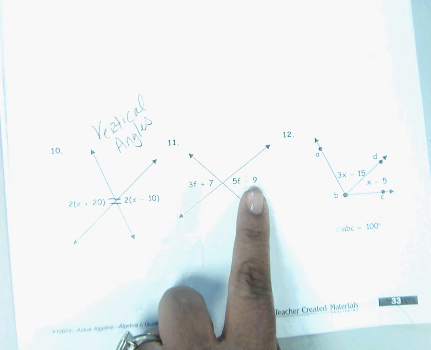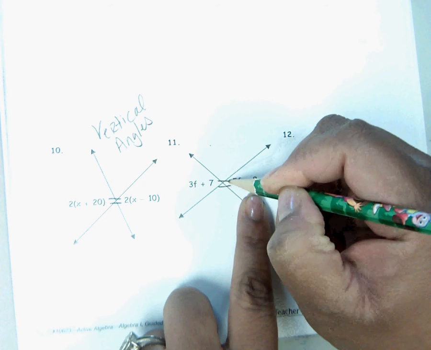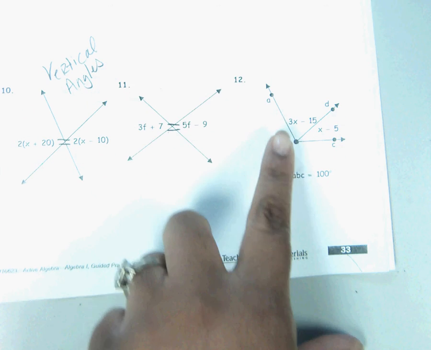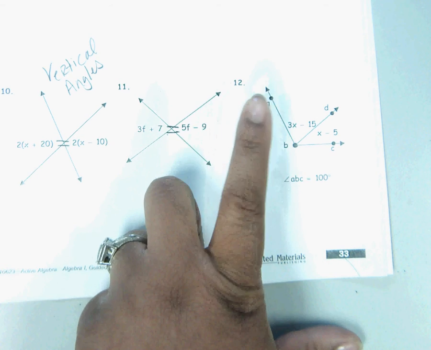These are also vertical angles, so what would you do? Set them equal. And those are the only vertical angles that are on the last 2 pages. I said that was the last one. Well, let's look at 12 real quick.